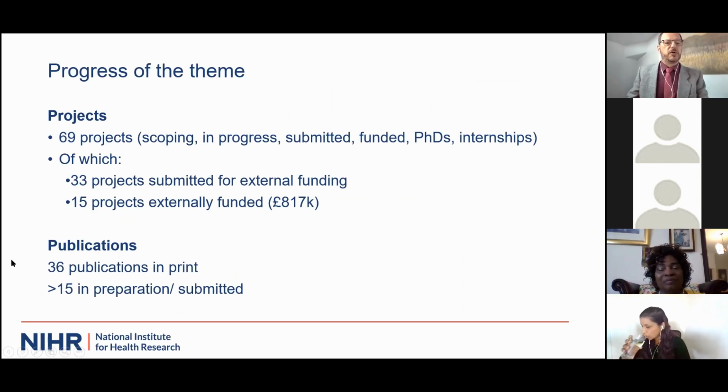So just a few quick updates. We've got nearly 70 projects across the theme of various types, including PhDs, internships, projects that are either in scoping or actually started now, others that have submitted grants. We've submitted 33 of those 69 projects for external funding, and currently 15 of those have been externally funded. There may be more good news next week about that as well. And from this theme so far, there are 36 publications that made it to print, and there are over 15 more that are either in preparation or already submitted.